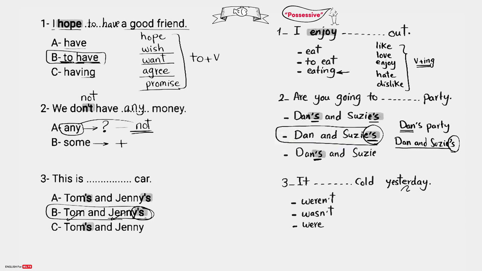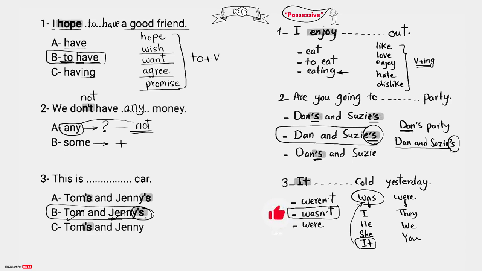It blank cold yesterday. Wearing, wasn't, were. So we have was and were. Was comes with I, he, she, it. Were comes with they, we, you. The sentence starts with it, and it takes was. And this is was in the negative form, wasn't. So this is the answer. Give yourself a mark on each one and write your mark in the comments.